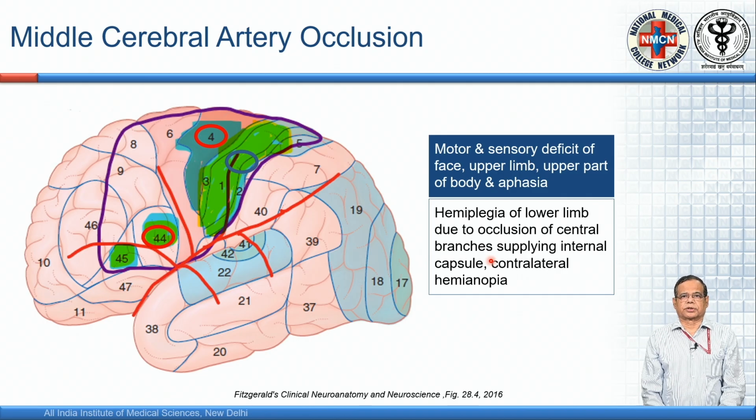Occlusion of the middle cerebral artery gives rise to motor and sensory deficit of the face, upper limb, upper part of the body, and aphasia. Hemiplegia of the lower limb occurs due to occlusion of the central branches that supply the internal capsule. There may be contralateral hemianopia because of the blockage of supply to the optic tract.